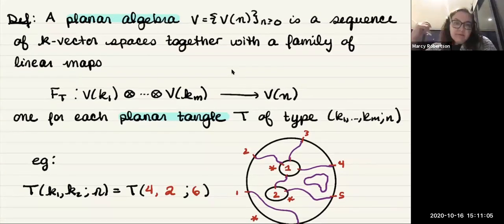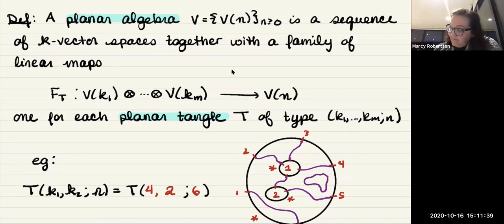All right, so what's a planar algebra? It's just a sequence of vector spaces indexed by the natural numbers, together with a family of linear maps, which basically tell me how to tensor up a bunch of vector spaces where that parameter is given by a tangle, a planar tangle. And this is an embedding of a one manifold into a disk with holes in a nice way, right?